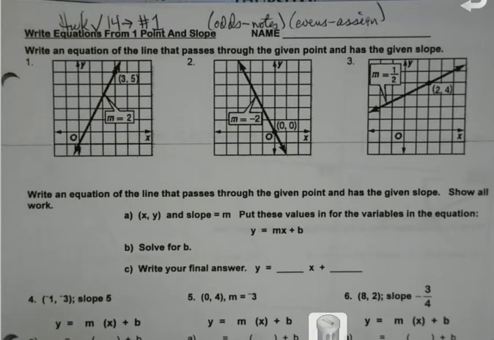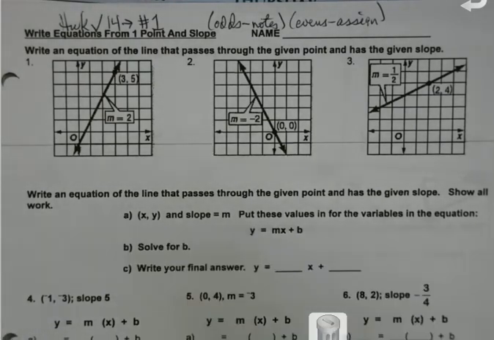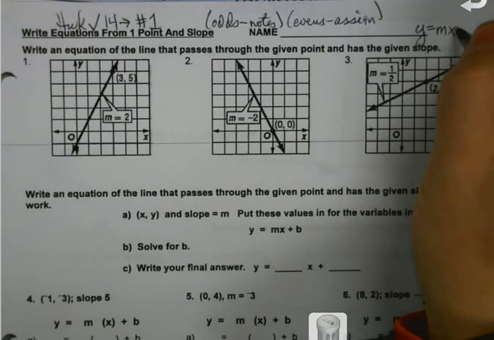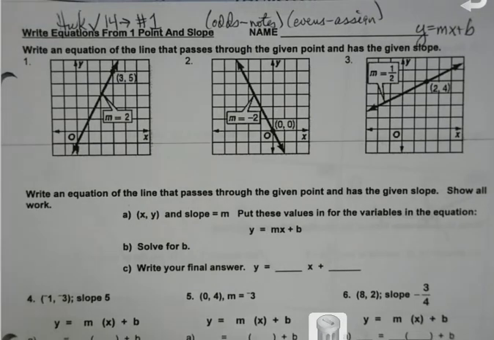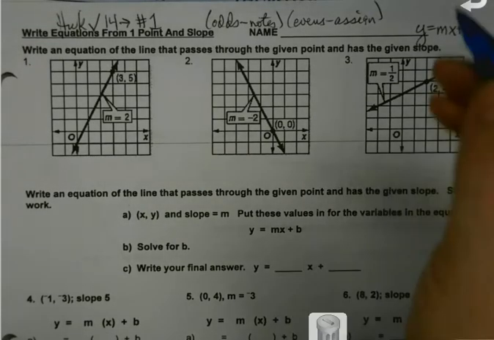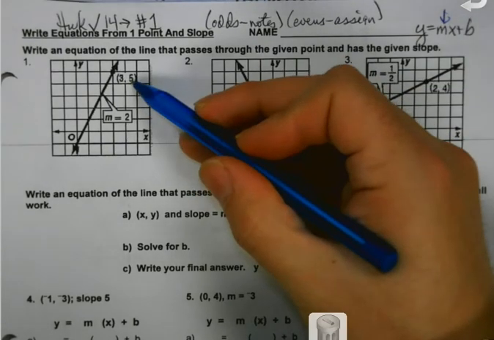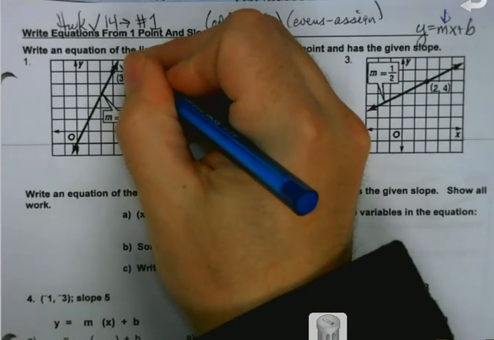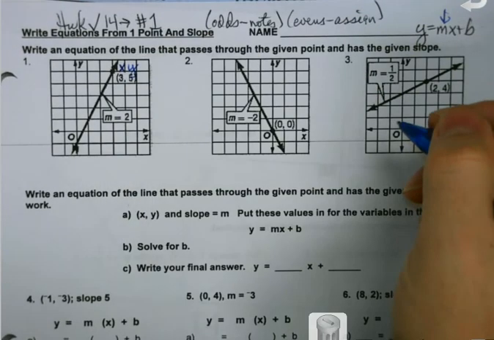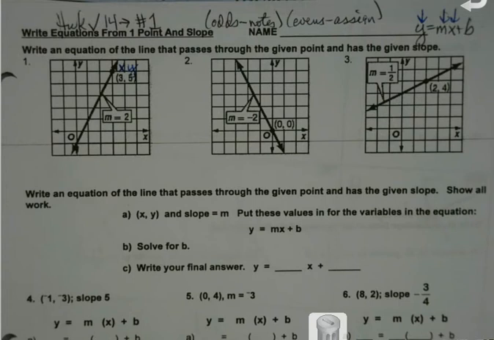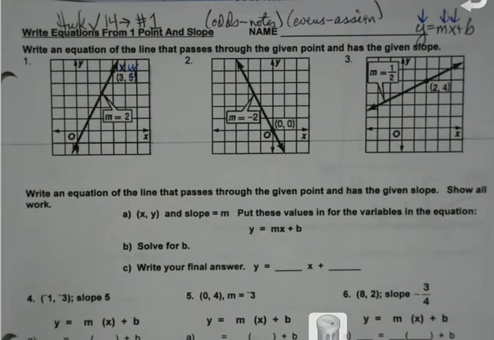Okay. Write the equation of the line passing through the given point that has the given slope. You remember back from even last unit when we were trying to get equations into slope-intercept form, y equals mx plus b. Well, here's what we're going to do today. We're going to be given the m, the slope. We're also going to be given a coordinate point, and that's the x and the y values. So we're given everything except the b. We're going to plug all those numbers in, figure out what b is, and then we're going to be able to make our equation from that.